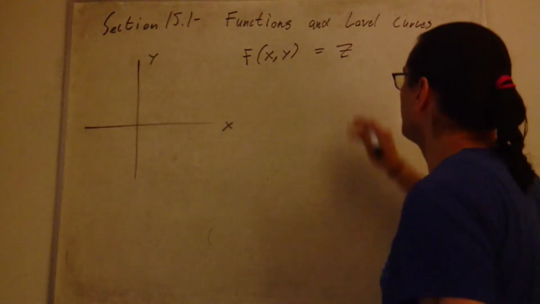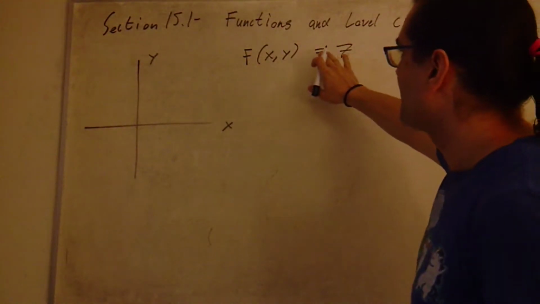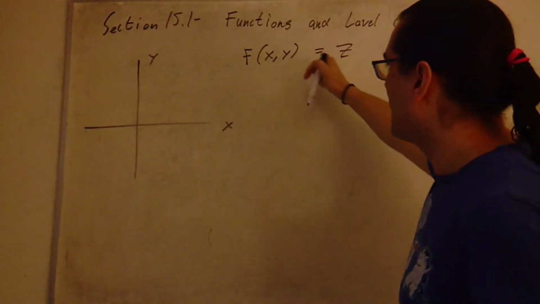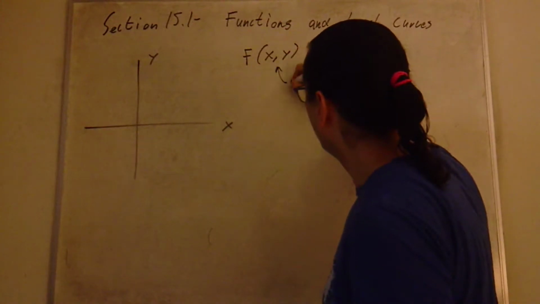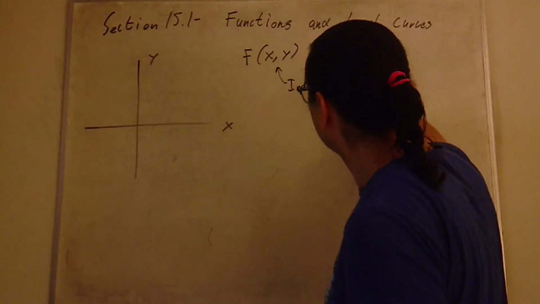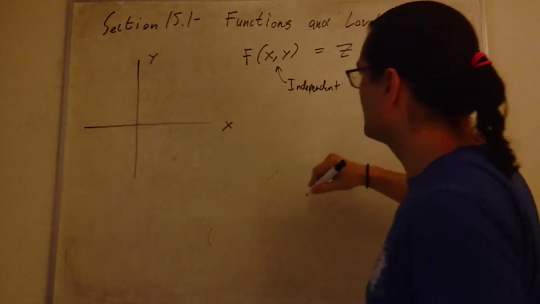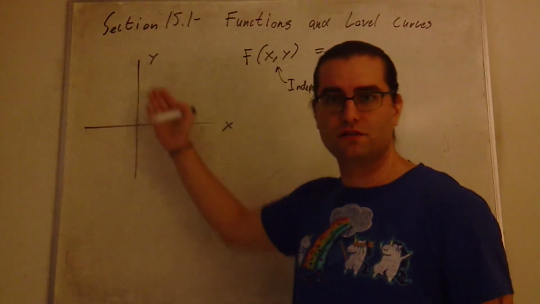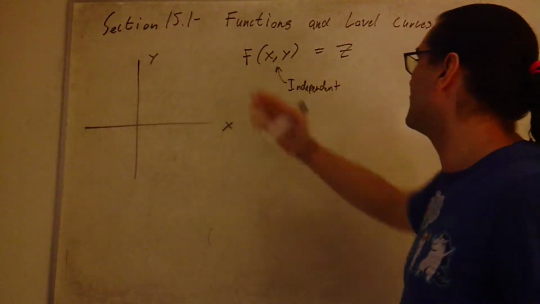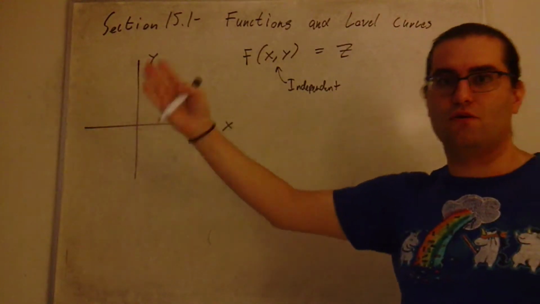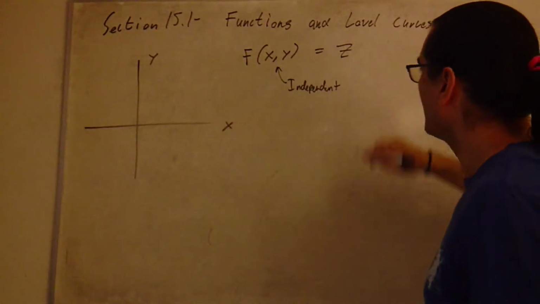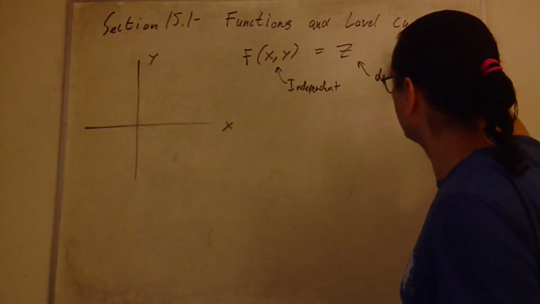And so we end up with functions that take x and y as both independent variables, which means that you can pick any point on the entire plane that you want and plug that point into the function to learn how high above this plane you are on your surface. This is dependent.